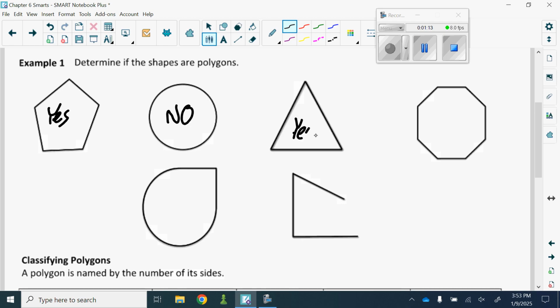Triangle, yes. This is also a yes. This one is no, because again, it is circular or curved. It does not have line segments for sides. And the last one is an open figure, so that is going to be a no.